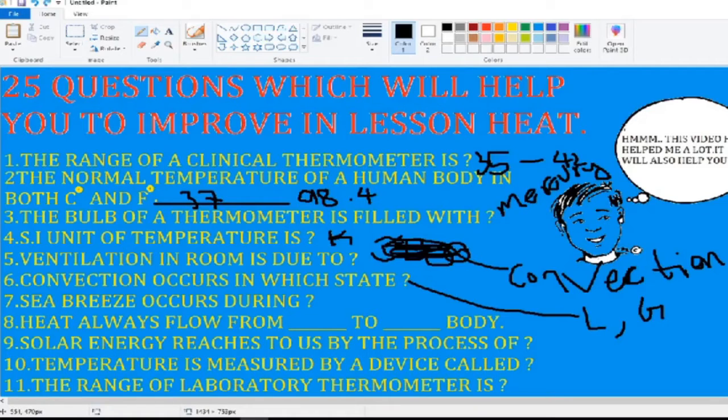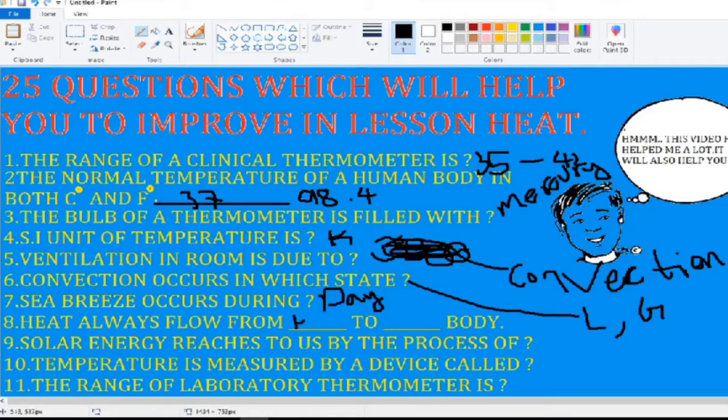Now coming to the seventh question. Sea breeze occurs during which part of the day? Actually, sea breeze occurs during the morning time, that is till the noon. So sea breeze occurs during the day, not night. Night is land breeze.